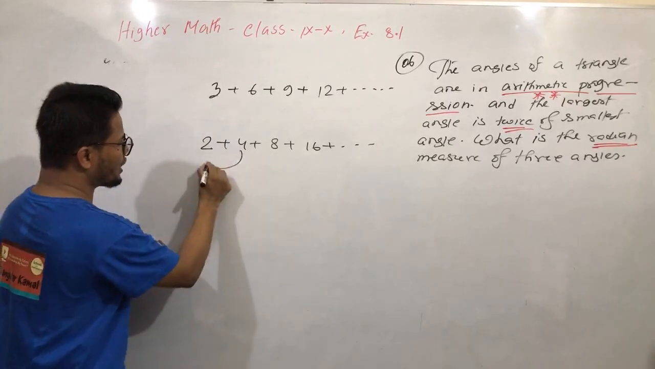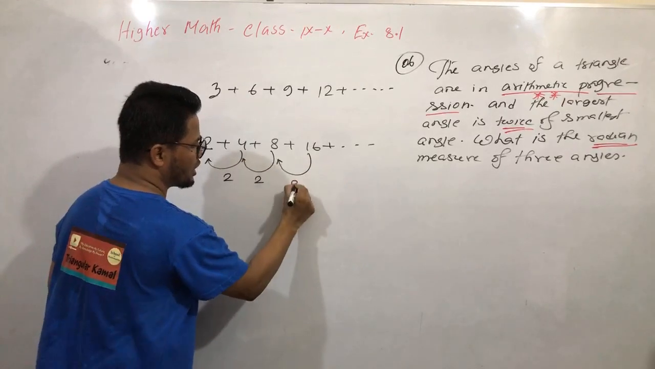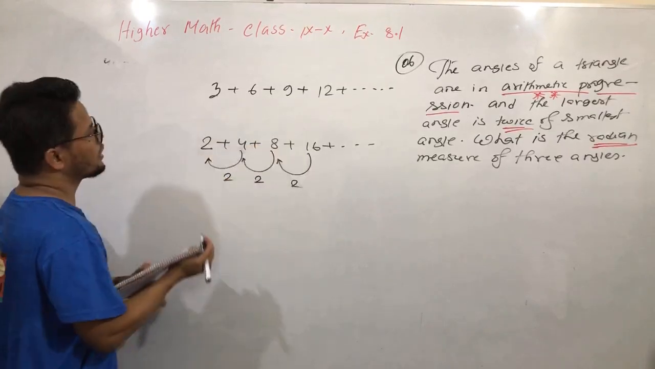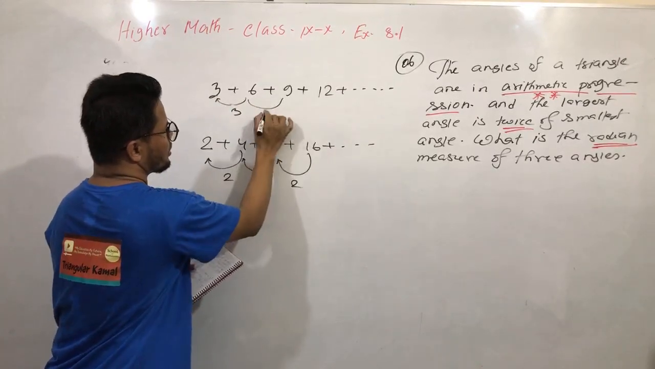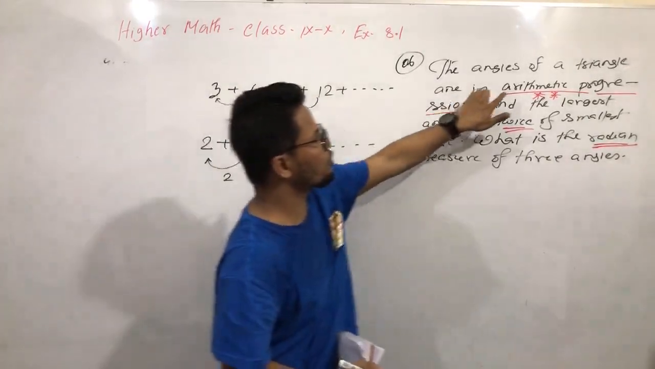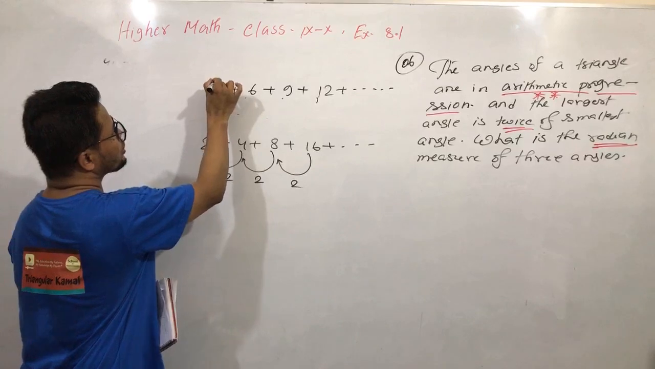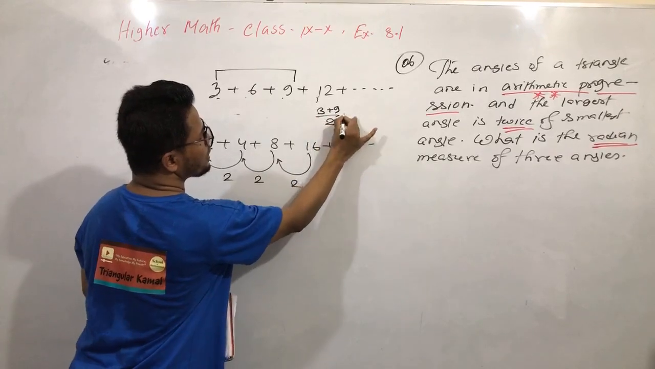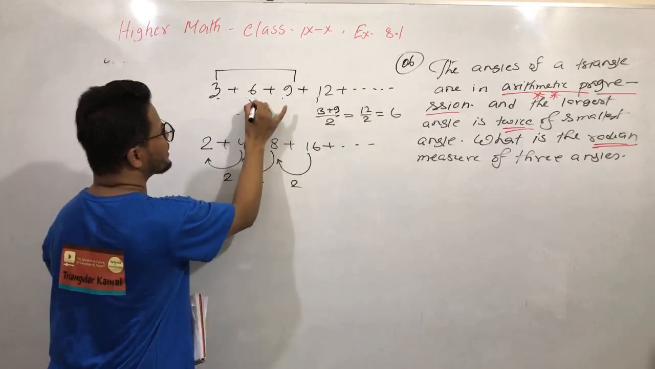Because here if we divide this one by this one, the result is 2. This one divided by this one, the result is 2. This one divided by this one, the result is 2. And when the common ratio is the same, this is called geometric progression. But here the difference is 3, and this difference is 3. When the difference is always the same, this is called arithmetic progression. Okay, this is arithmetic progression. If we join the first and third, 3 plus 9 divided by 2, this will be 12 divided by 2 equals 6, and this will be the second part.